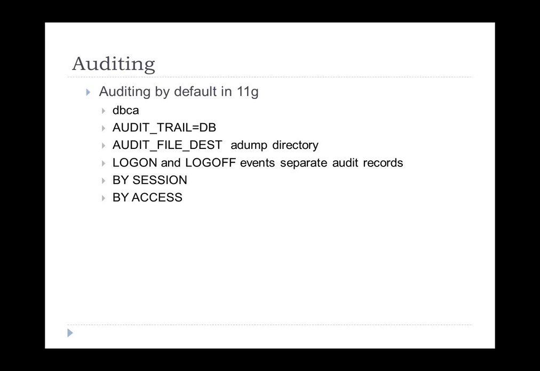So the audit trail is equal to DB. If you use the database creation assistant and you're upgrading in place, some of these parameters you will have to change and start to use the 11g new features. But if you're creating a new database and importing data in as part of your upgrade process, if you use that configuration assistant, these are what's set by default. And the audit file destination is where all your audit dump files are.